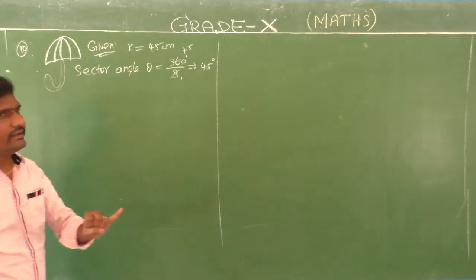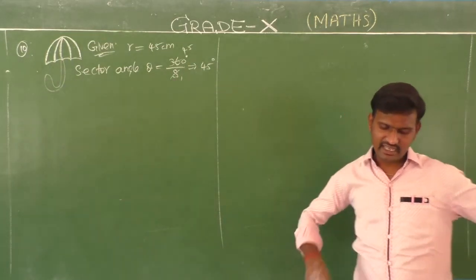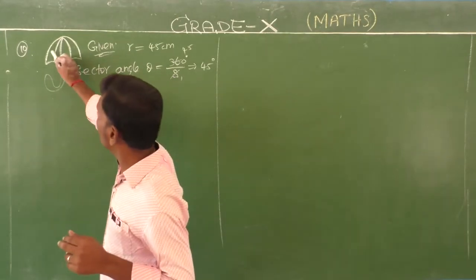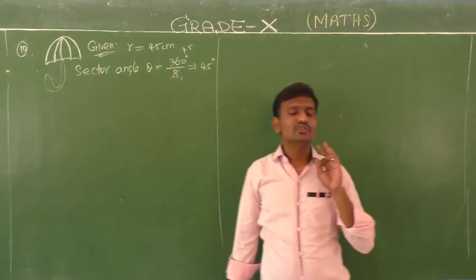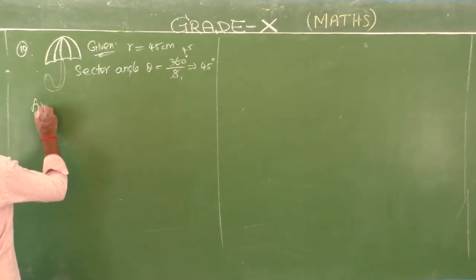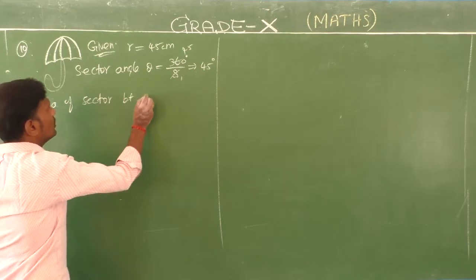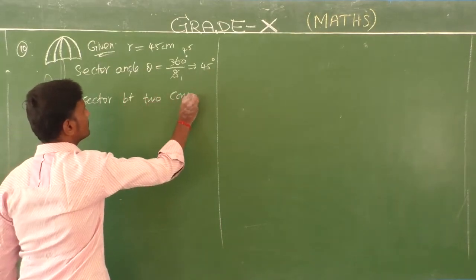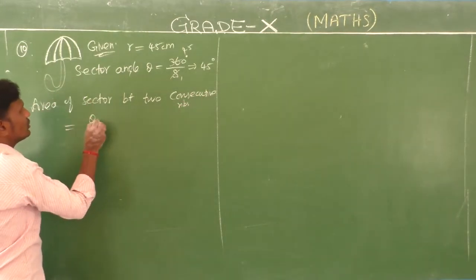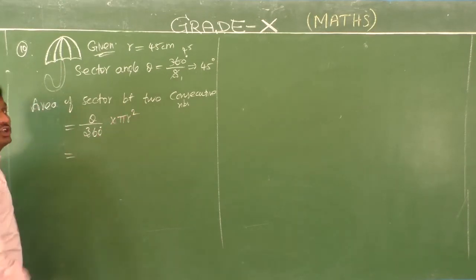So you know the radius and you know the sector angle. Now what are you going to find? Find the area between the two consecutive ribs. Consecutive means next by next. So that area you are going to find. Yes, area of the sector between two consecutive ribs, which is equal to the same formula, theta by 360 into pi r square.